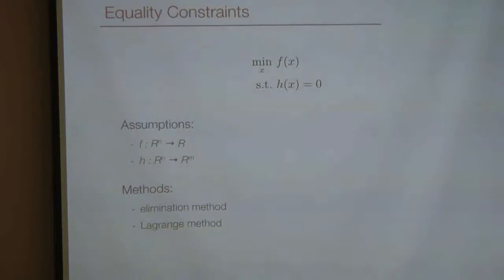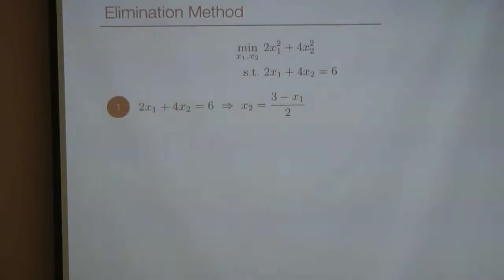Probably you have already heard about the elimination method. Well, I'm confident you did. Let me illustrate it on the same example. In the elimination method, we try to eliminate the equality constraints by expressing one of the variables as a function of the remaining variables. So here we have our equality constraint, and we can express, say, x2 like this.